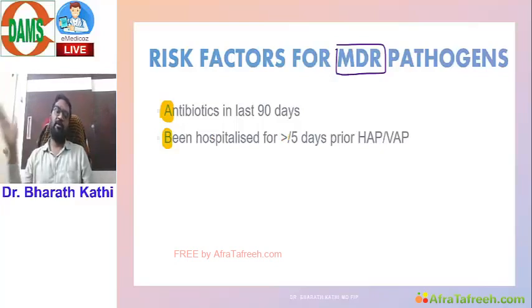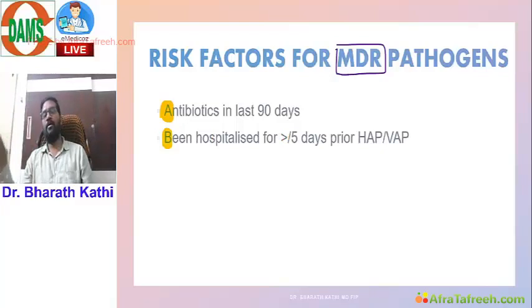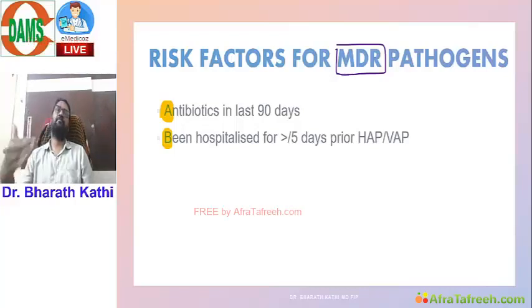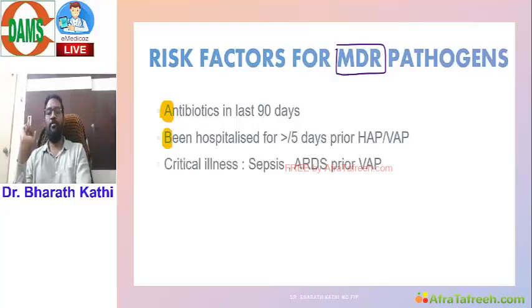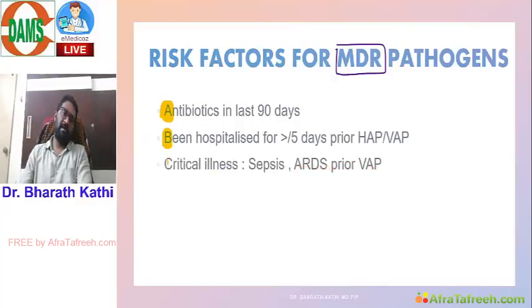So the longer the hospital duration, the higher the chances of bad organisms. If the patient is staying in hospital for long, it means his illness is more severe, his defense mechanisms are less competent, and the chances of bad organisms proliferating are high. So A for antibiotics in the last 90 days, B for being hospitalized for more than 5 days prior to HAP or VAP. C, the patient has critical illness.